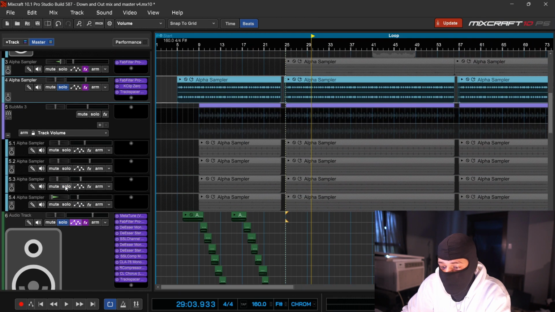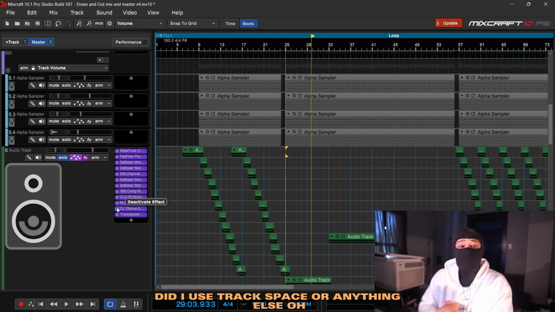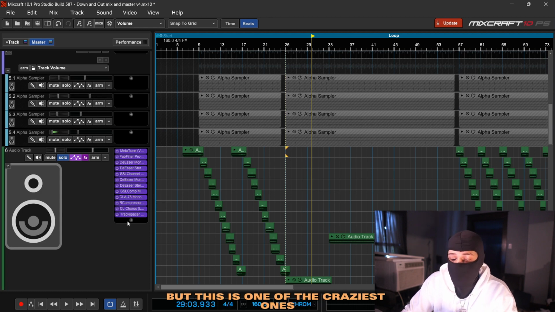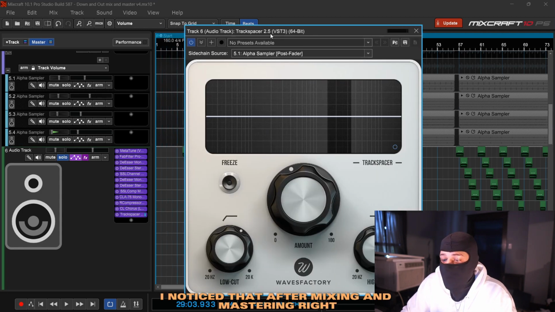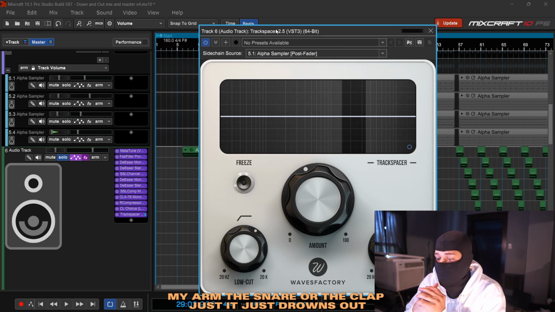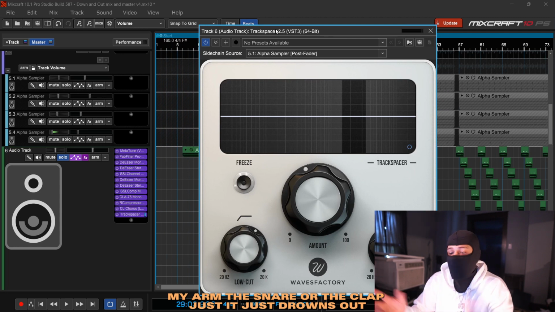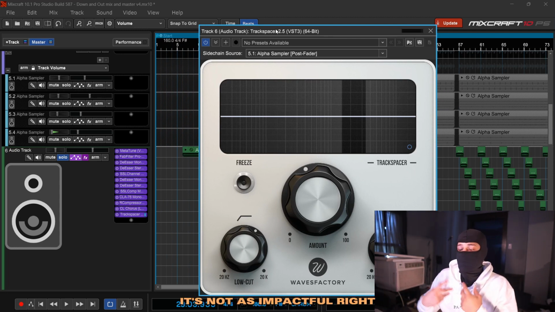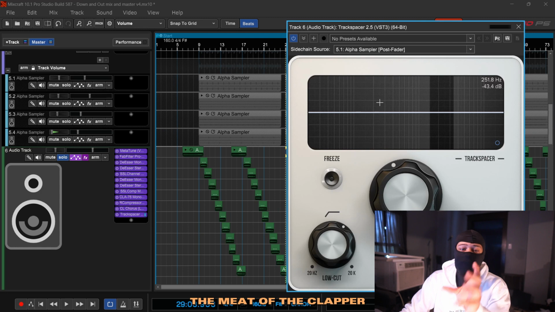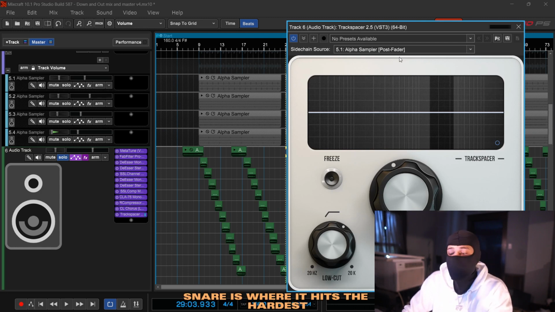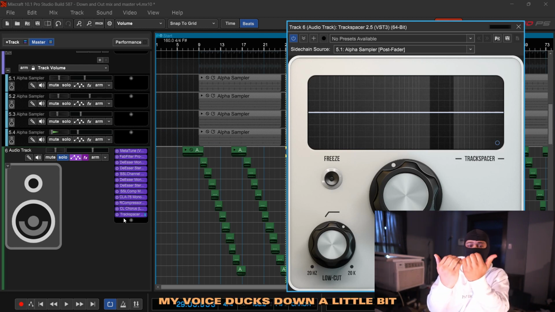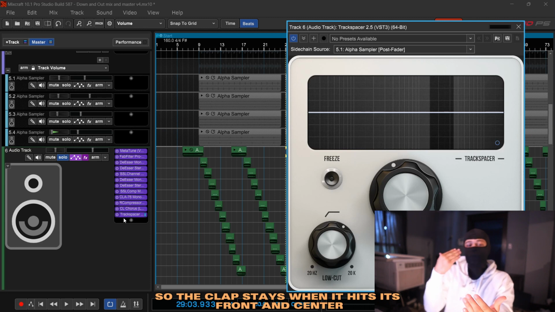Did I use Trackspacer on anything else? Oh, yeah. So I've been doing those for a little bit, not that long. I just got Trackspacer a couple months ago, but this is one of the craziest ones. I noticed that after mixing and mastering, my snare or the clap just drowns out. It's not as impactful, right? So what I started doing was I find where the meat of the clap or snare is, where it hits the hardest, and I add Trackspacer on my voice, so when the clap hits, my voice ducks down a little bit. So the clap stays, when it hits, it's front and center.